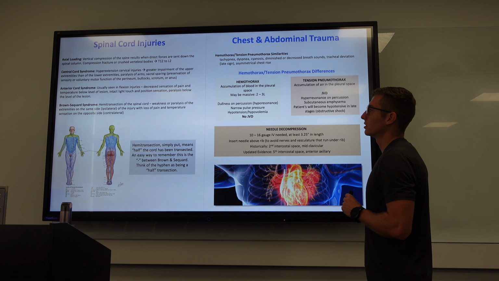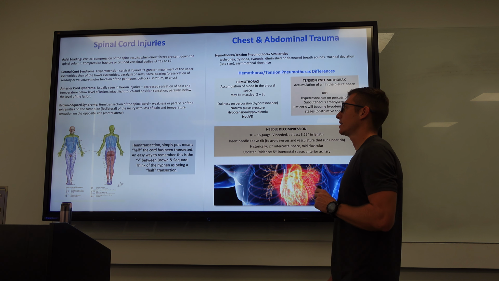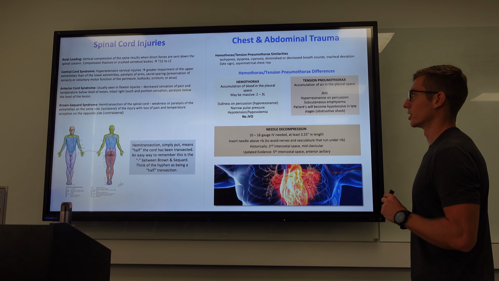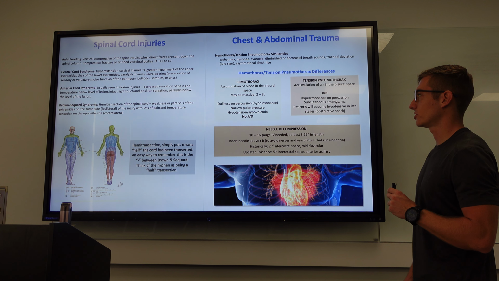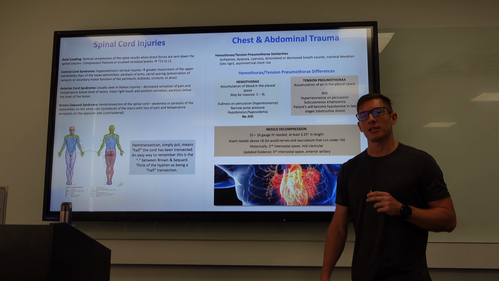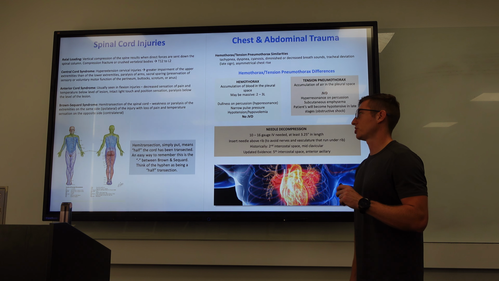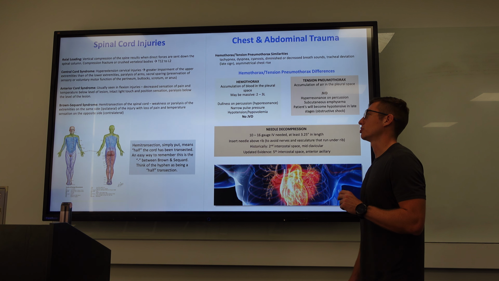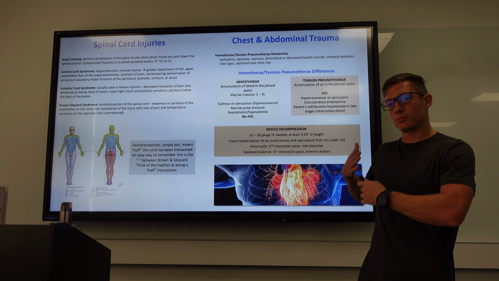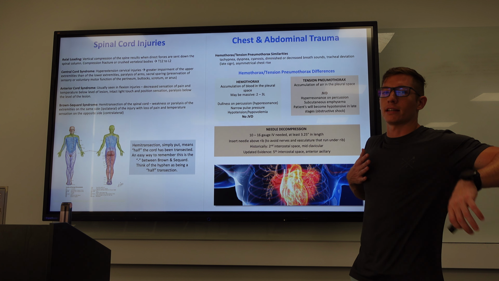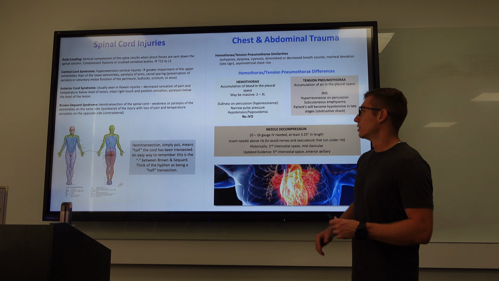Then you have Brown-Séquard syndrome. So a hemitransection of the spinal cord. There's going to be weakness or paralysis of the extremities on the same side, ipsilateral, of the injury, with a loss of pain and temperature sensation on the opposite side, so contralateral. So ipsilateral if it's on the same side, and then contralateral if it's on the other.